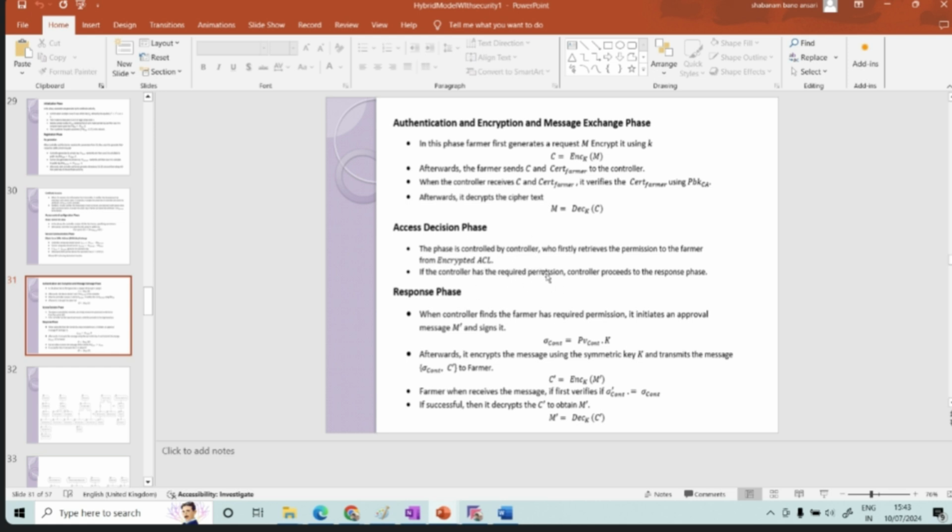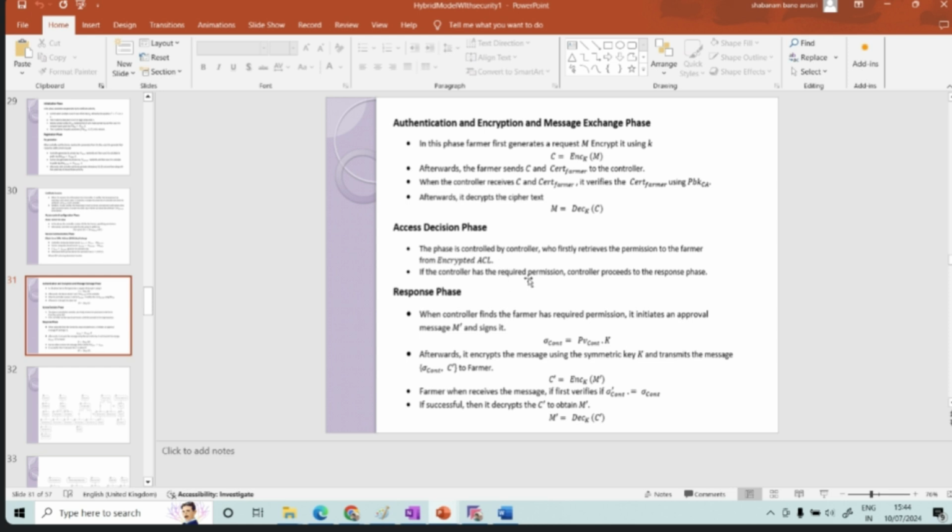I didn't understand this phase. The phase is controlled by the controller, who first retrieves the permission, because the controller decides what access right should be given to the farmer. So for that, he assigns some access list, like he can read, he can write, he can delete, he can manipulate. Okay.